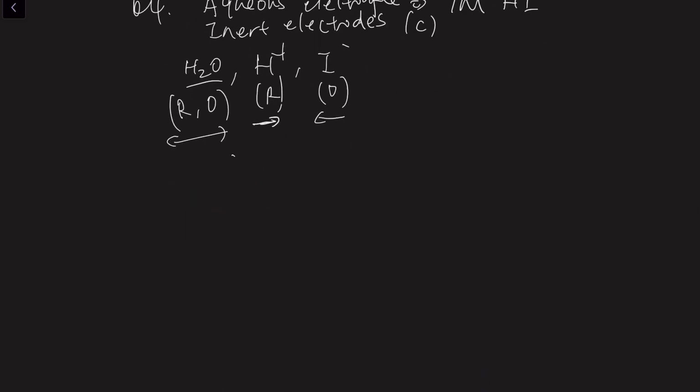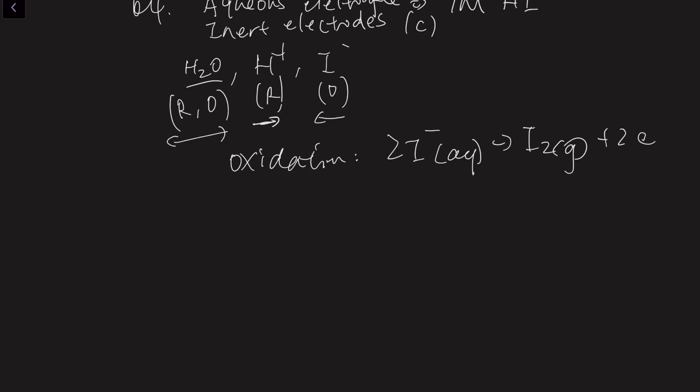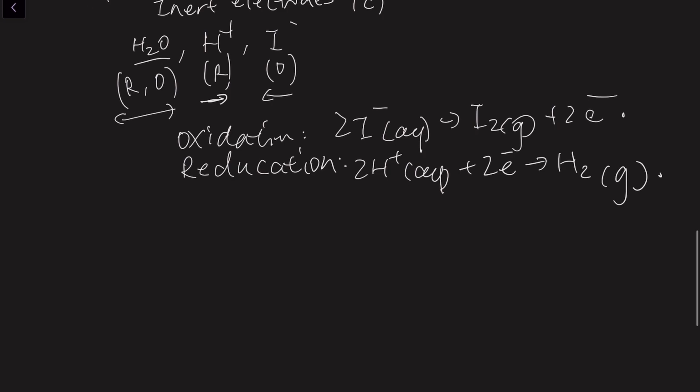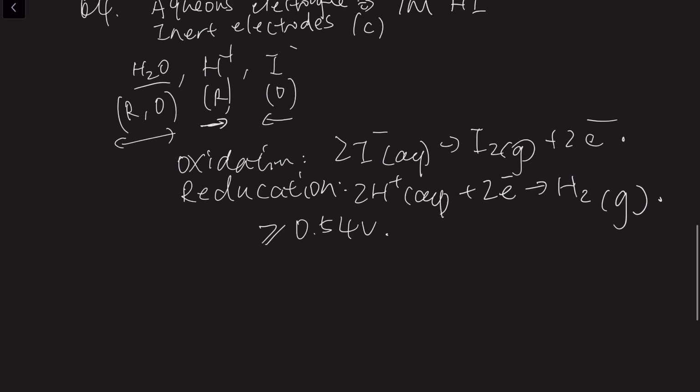So let's write this down. The oxidation, you just copy this down directly from the electrochemical series. Once you have done enough practice, you should be able to write this out without even looking at the electrochemical series. And the required voltage, as we have said before, should be greater or equal to 0.54 volt.